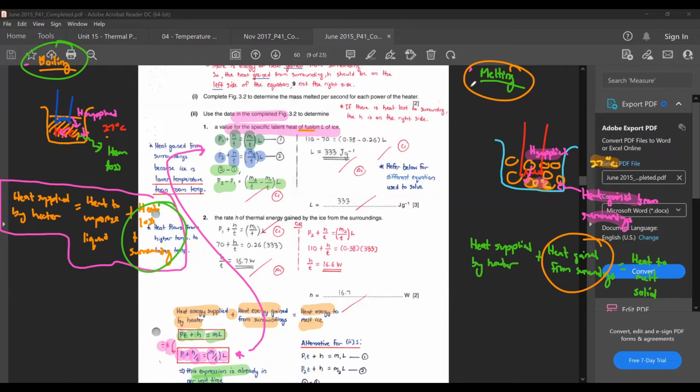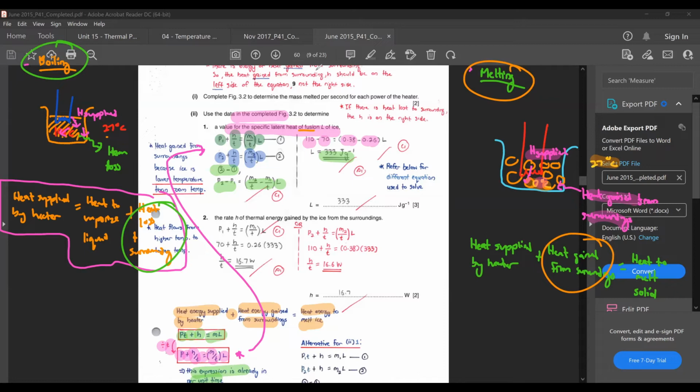So from there, you just sub in the values that you can see from the table. P2 is 110, P1 is 70. The mass per unit time for 2 is 0.38. Mass per unit time for 1 is 0.26. Eventually, the answer will be 333 joules per gram. Okay, so this one should be okay. So far, so good.